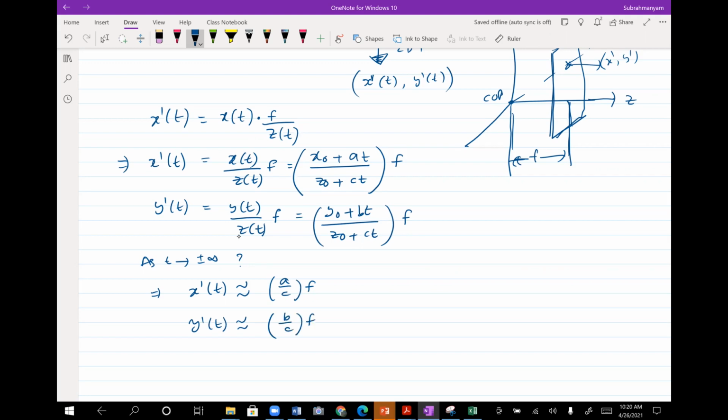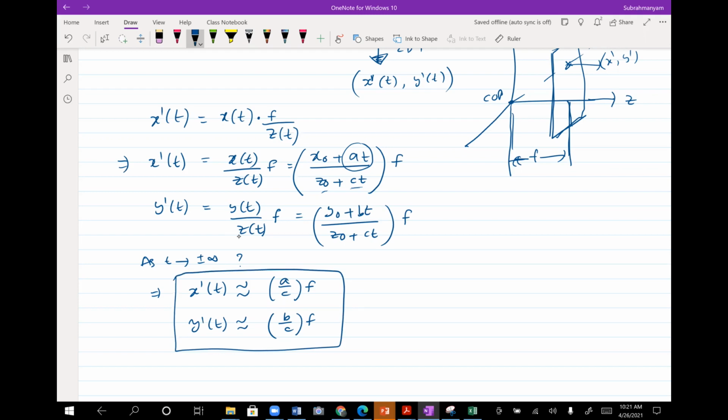Very good. See here, as t tends to a very high value, be it negative or positive, x naught can be ignored. Same is the case here: you can ignore z naught compared to c times t, however small c is, as t tends to plus or minus infinity. So that's equivalent to a t by c t times f. The t gets cancelled, giving a by c times f, and b by c times f. These are the expressions that you are getting.